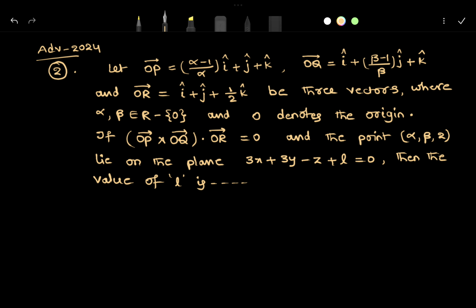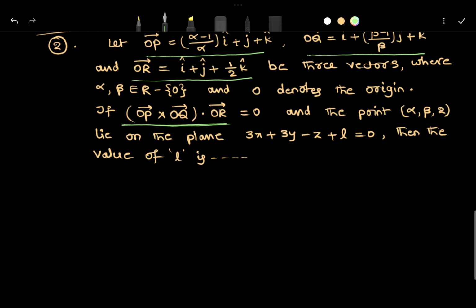Here, let OP bar be equal to alpha minus 1 by alpha into I cap, and OQ bar is equal to I plus beta minus 1 by beta into J cap plus K cap, and OR bar is equal to I plus J plus 1 by 2 into K cap, be three vectors where alpha, beta belong to R except 0. So here, OP bar cross OQ bar dot OR bar is equal to 0.